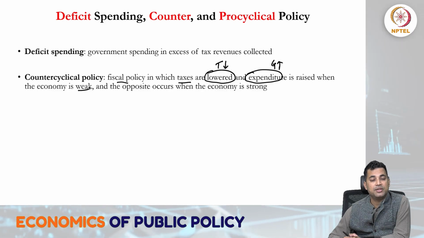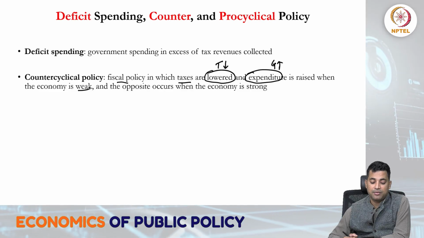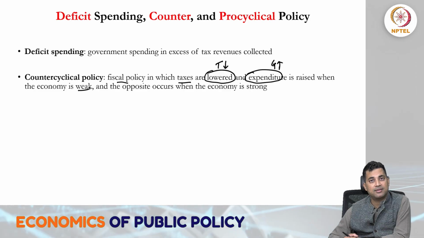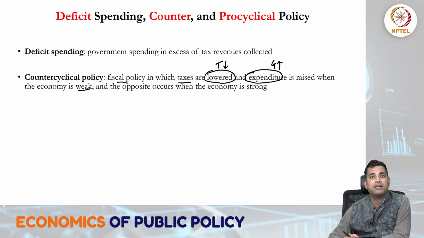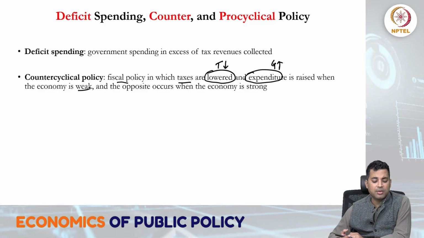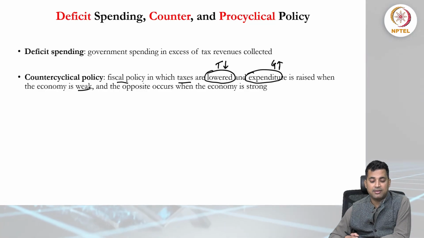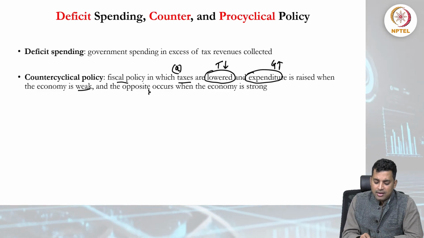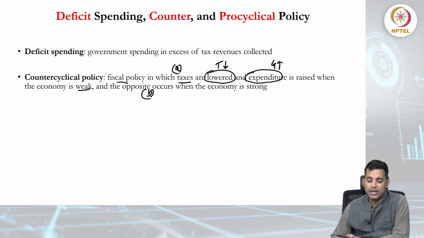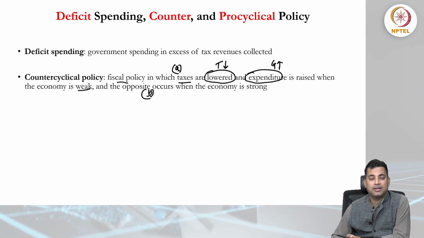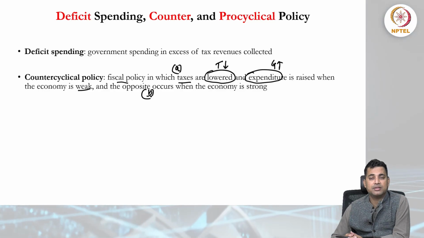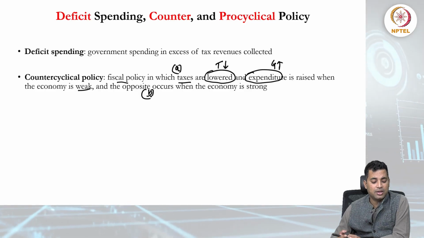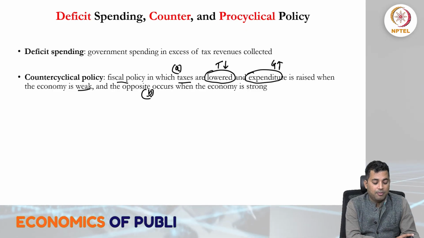So when we see the economy is weak, this is the tendency for fiscal policy: tax gets lowered and government expenditure is raised. This is counter cyclical, but this is only one part of it. The second part says exactly the opposite: when the economy is strong, then tax is high and government expenditure is low. This is again self-explanatory. So this is called counter cyclical policy.